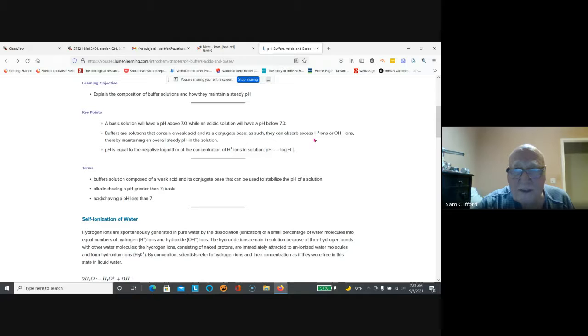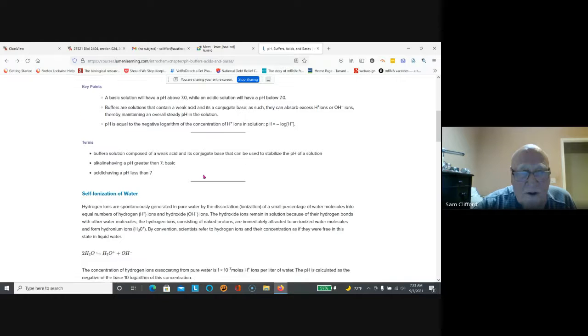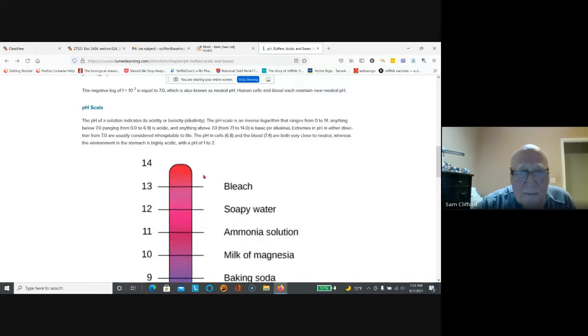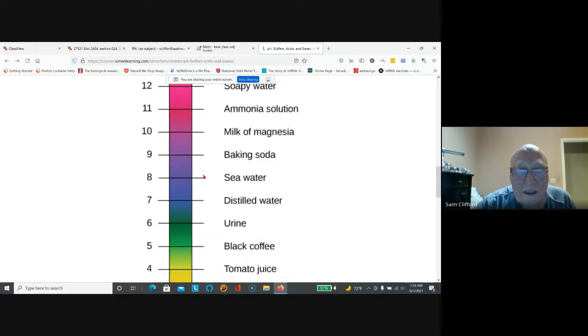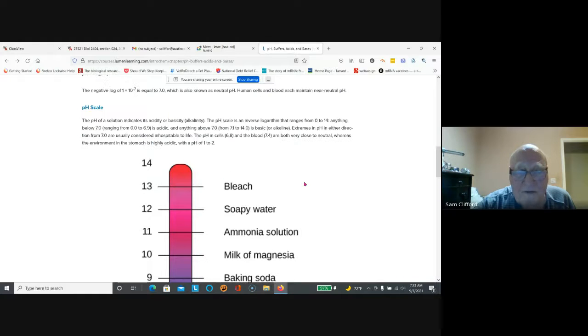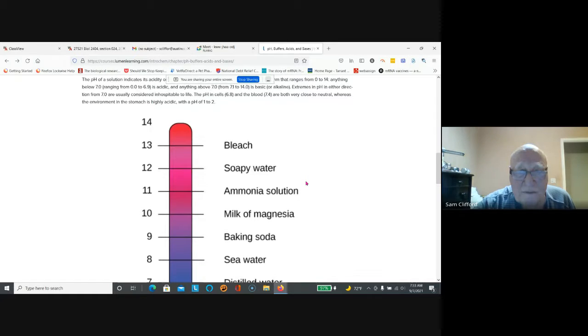They can absorb excess ions or neutralize hydroxide ions. So all you got to know, which I want you to know, is that a pH scale covers a range of how much acid, how much hydrogen ion is present in solution.